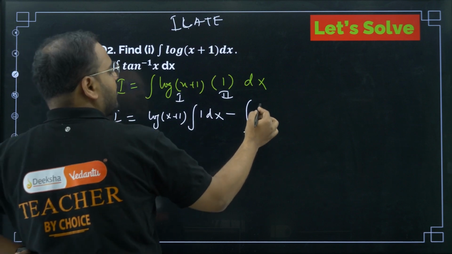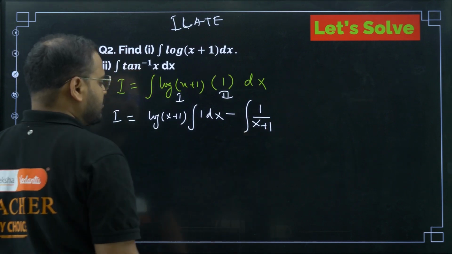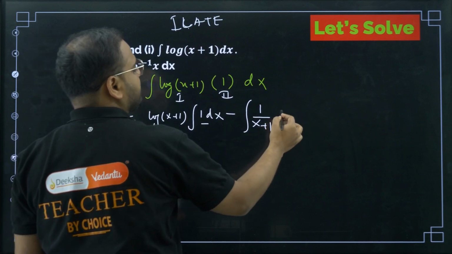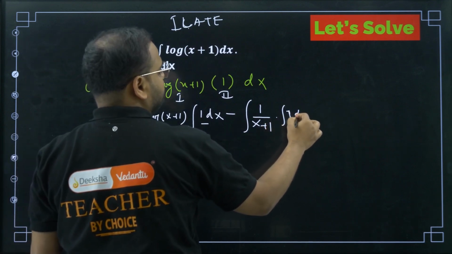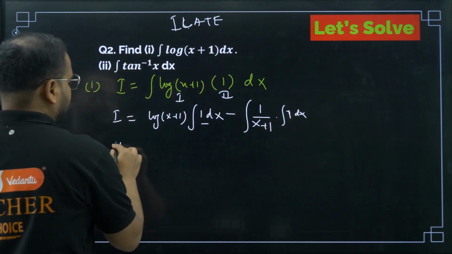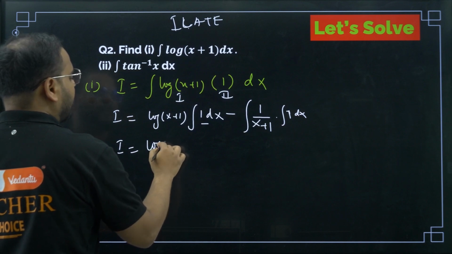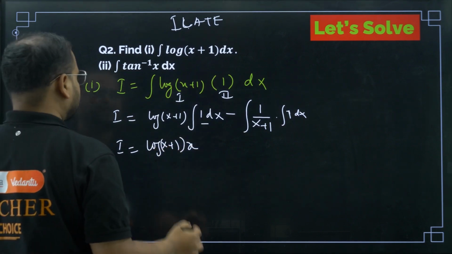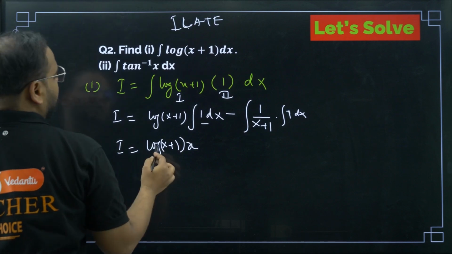Differentiate log of x. What do I get? 1 upon x plus 1. Differentiation of log of x plus 1 is 1 upon x plus 1. And integration of 1 is again what? Simply I'll write here, then I'll do the next step. I'll get y as log of x plus 1. Okay, this is simply x. If I want, I can write it in the beginning.